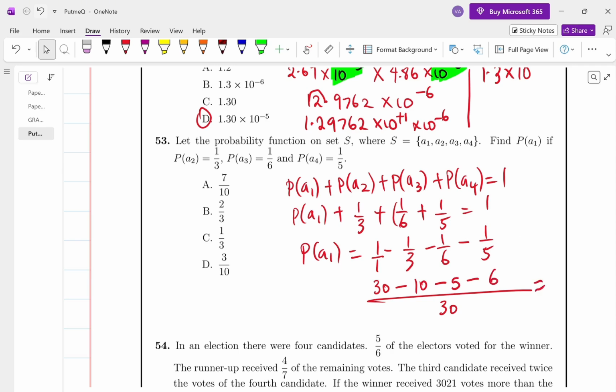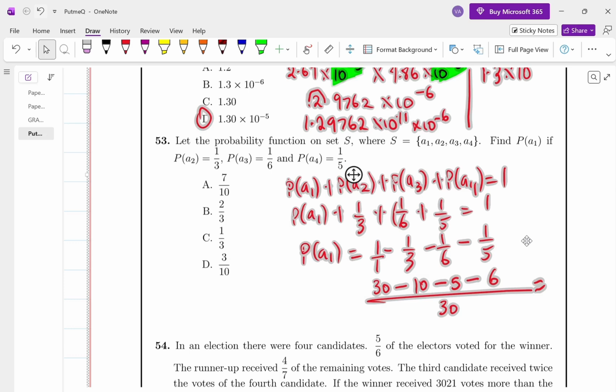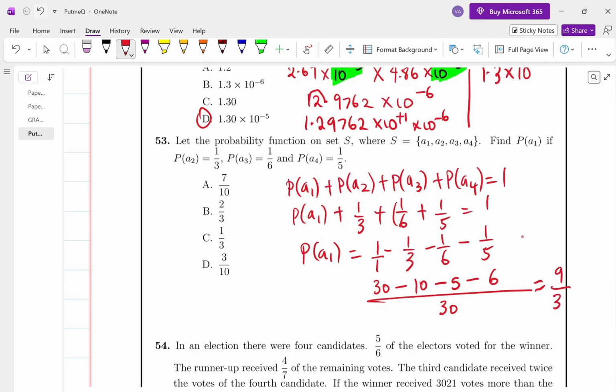So this will then become 30 minus 10 is 20. 20 minus 5 is 15. Then 15 minus 6 is 9. So this is 9 over 30. Now 3 can go in here. 9 divided by 3 is 3. 30 divided by 3 is 10. So the answer is going to be D. That's what the answer is going to be. Okay.